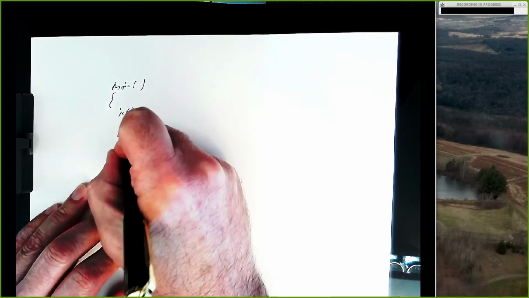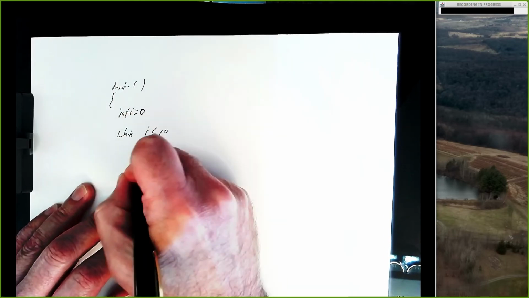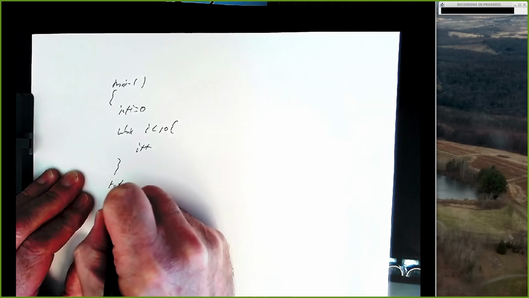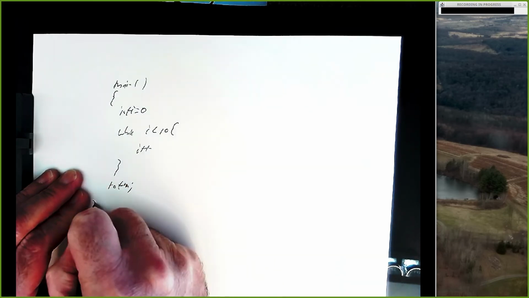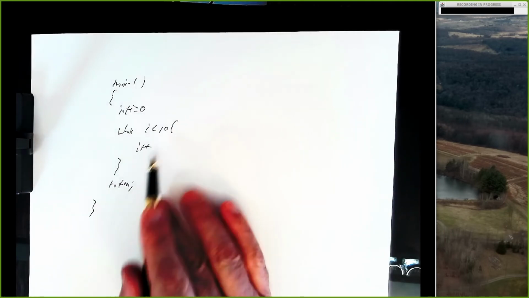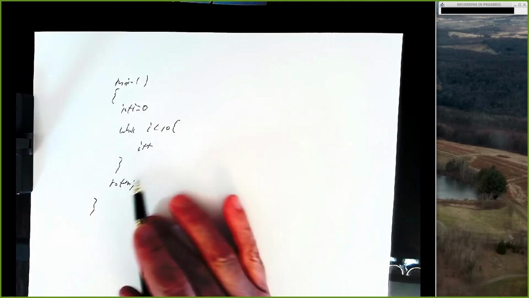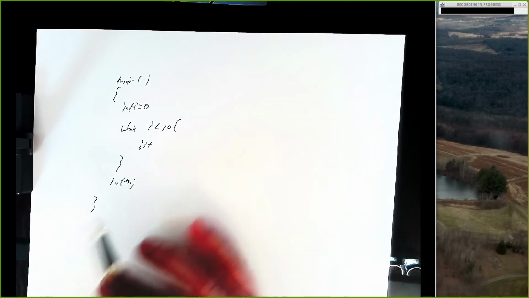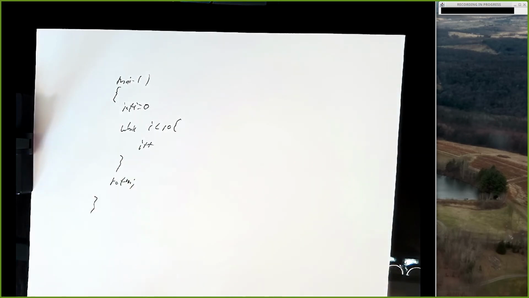Integer i equals 0, while i is less than 10, i plus plus. Return. Well, we can look at this program and we could probably all say this program will exit. It'll set i to 0. While i is less than 10, it will increment it. This loop will run 10 times. Eventually, i gets to be 10. We leave the loop. We return. So we could look at this and say, yeah, this program will exit. No problem.